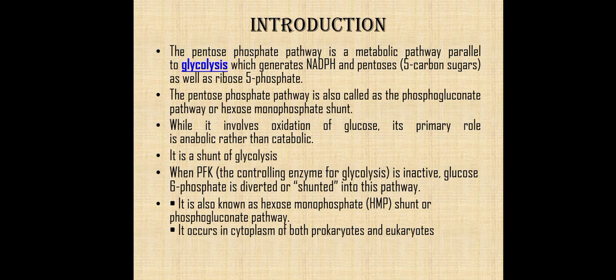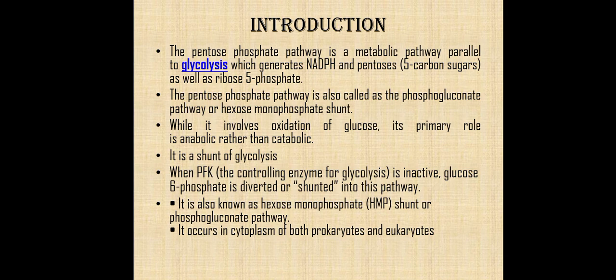This pathway, no doubt, like the EMP pathway, also involves the oxidation of glucose, but its primary role within metabolism is anabolic rather than catabolic. We know that the role of the EMP pathway is catabolic, to generate energy. There is glucose oxidation, there is the generation of pyruvic acid, and ATP generation is also carried out. But here within the HMP pathway, no doubt there is the oxidation of glucose, but the different components which are synthesized within the HMP pathway act as precursors for different biosynthetic pathways, that is, for the synthesis of nucleic acids and amino acids. So due to that, its role is anabolic rather than catabolic.